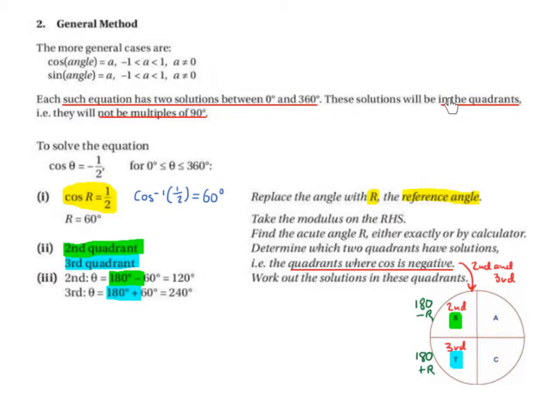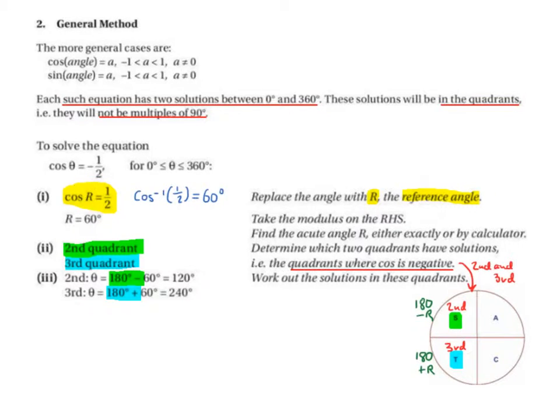These solutions will be in the quadrants, i.e. they will not be multiples of 90. So they will be in the quadrants, not multiples of 90. To solve the equation cos of theta equals minus a half for theta greater or equal to 0 degrees and less than or equal to 360 degrees, this is the method that we use.